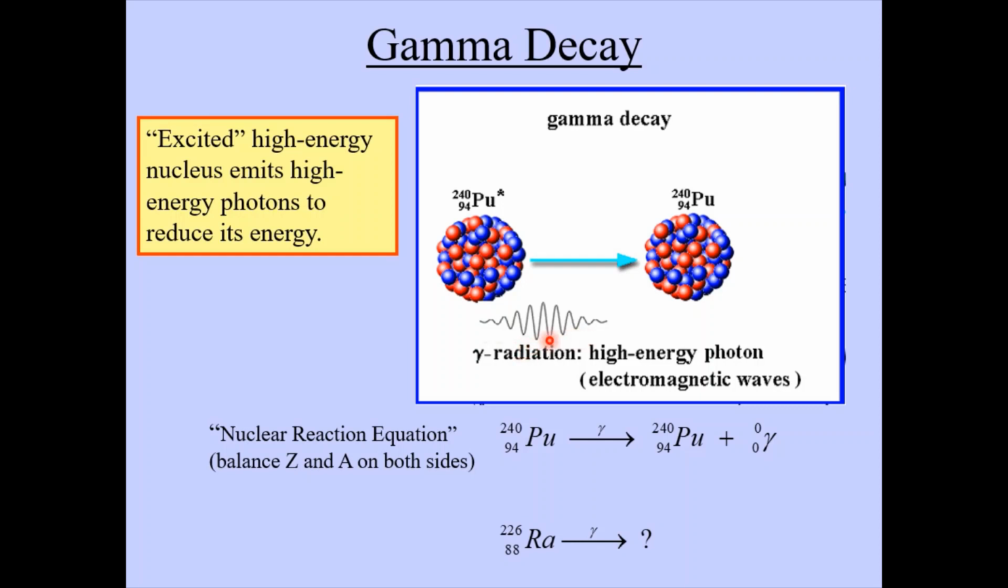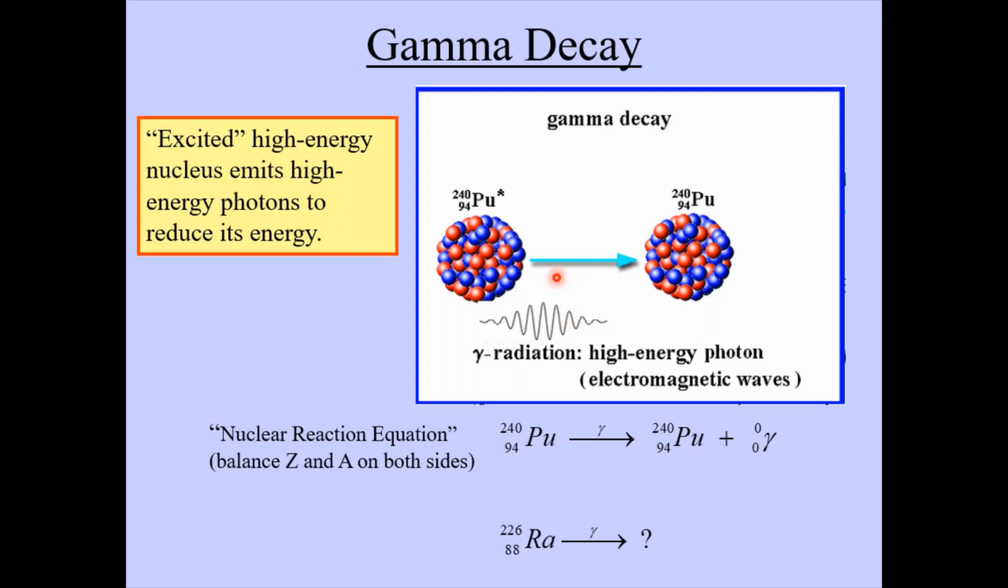All right, these gamma rays or gamma radiation, remember, they're just photons. They're electromagnetic waves. And these photons typically carry millions of electron volts in energy. So they're extremely high energy, actually very dangerous, especially in higher doses. Gamma rays can be lethal.